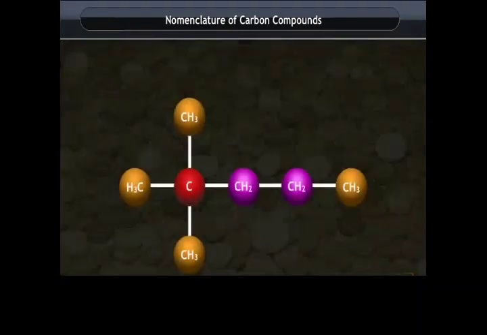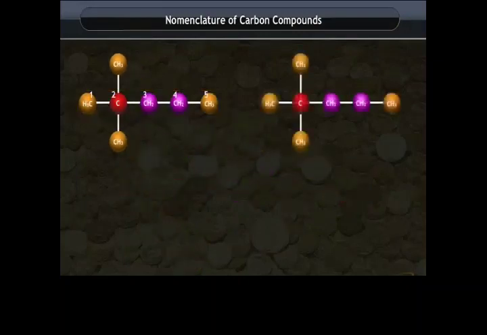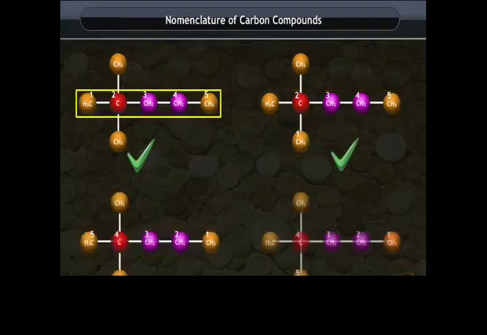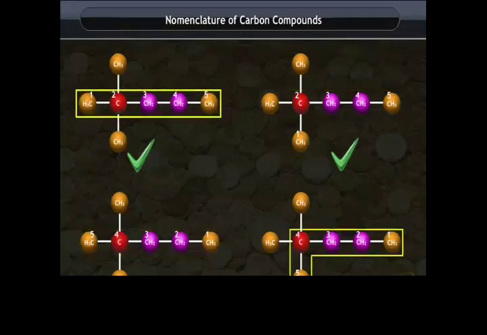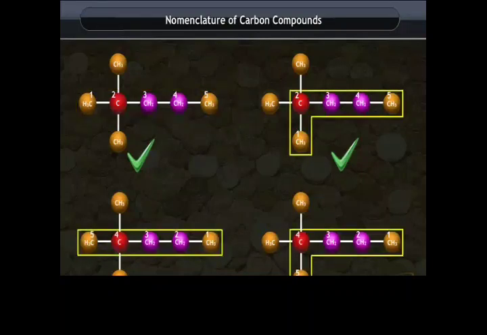Write the name of the given compound. Select the longest root chain, and the other alkyl groups are substituents. The longest chain in the given hydrocarbon contains 5 carbon atoms and there are 2 methyl groups as substituents. The longest chain is numbered so that the substituent gets the least number.